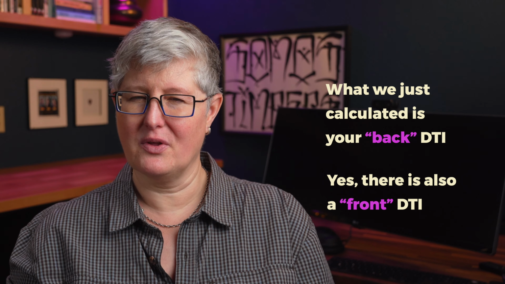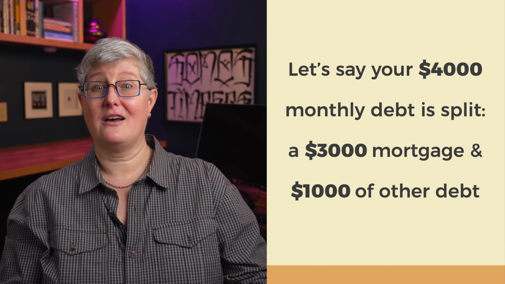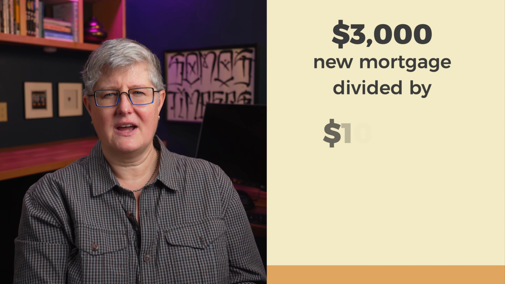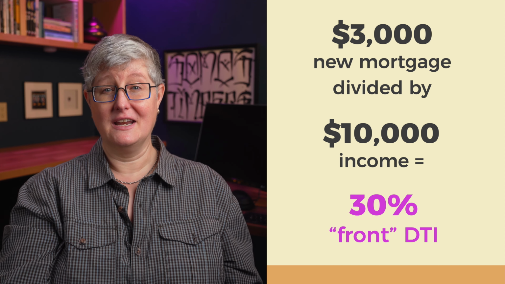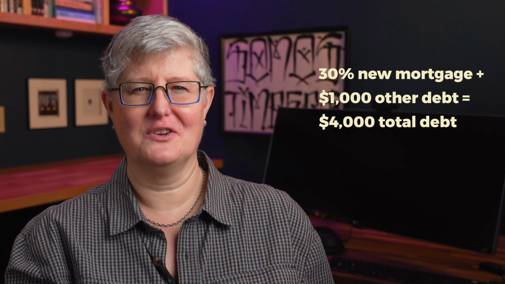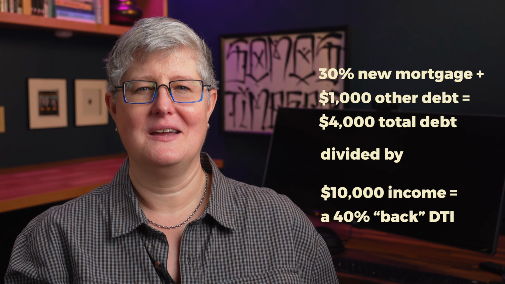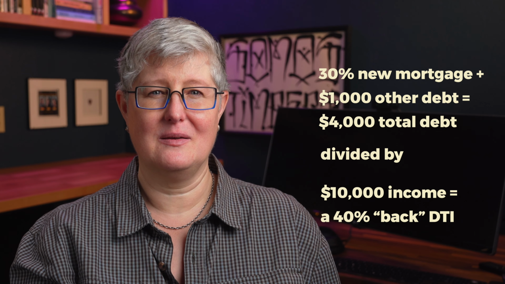So if we go back to our example where you have $4,000 a month of debt, let's say that's split between a new mortgage payment of $3,000 and $1,000 of other debt. So your $3,000 new mortgage divided by $10,000 of income equals a 30% front DTI. 30% new mortgage plus that $1,000 of other debt for $4,000 of total debt divided by $10,000 of income equals a 40% back DTI.